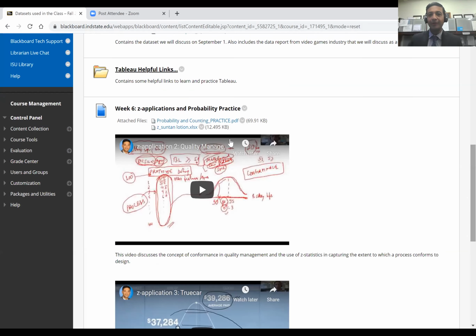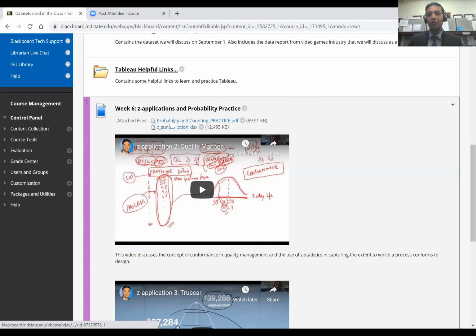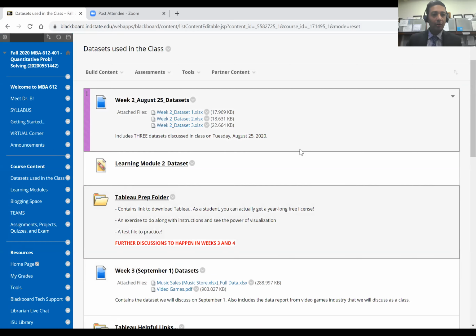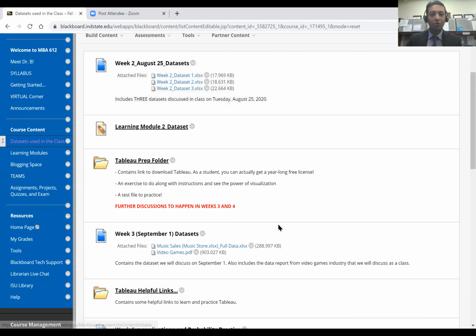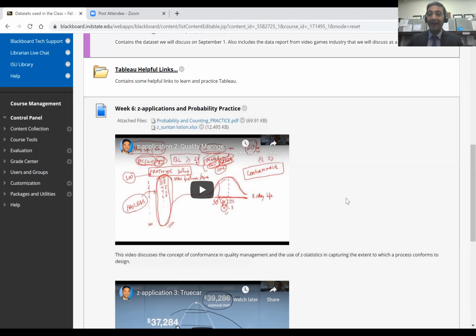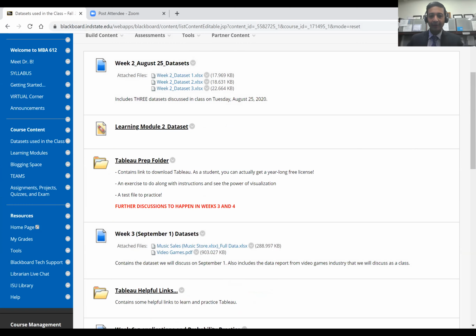And last but not the least, I have another PDF file called Probability and Counting Practice. I want you guys to open that file right now. Okay, so one more time, from your course content data sets used in the class, under week 6, you'll find an attachment called Probability and Counting Practice. And let's work on this together as a class, because hopefully that will then reinforce some of the learning that we have had so far.